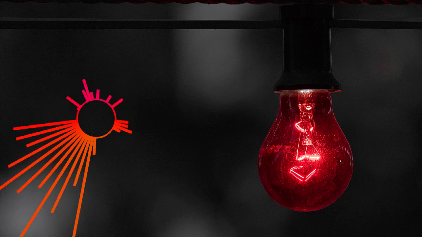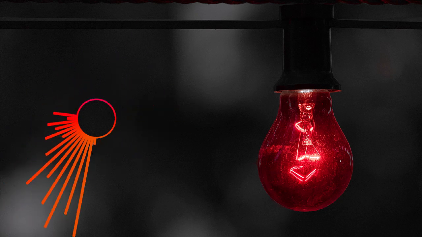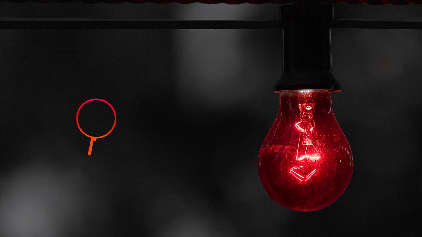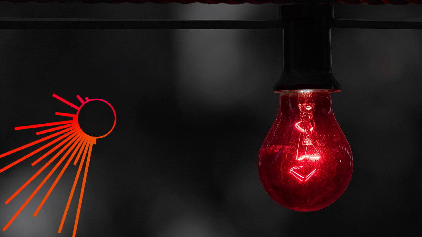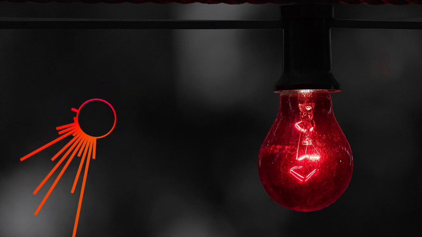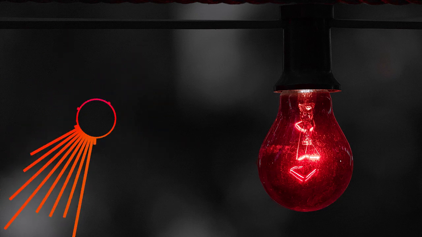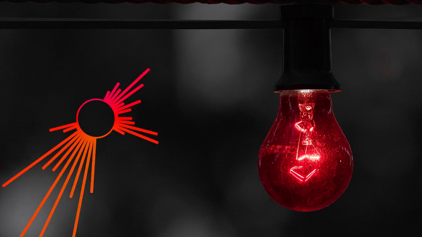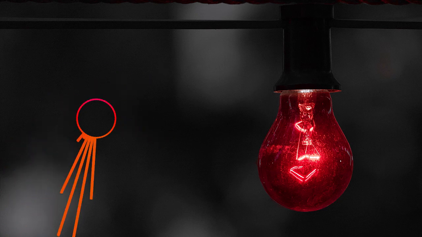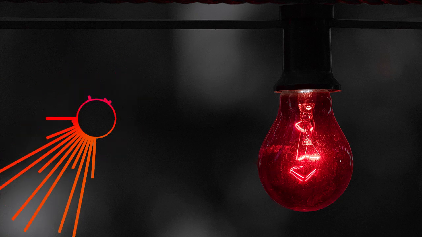There are two main types of incandescent lighting you should know. First is a standard incandescent lamp. These are the ones most people think of, the everyday household light bulb. They are simple, inexpensive, and easy to replace. But they are not very energy efficient and don't last very long.